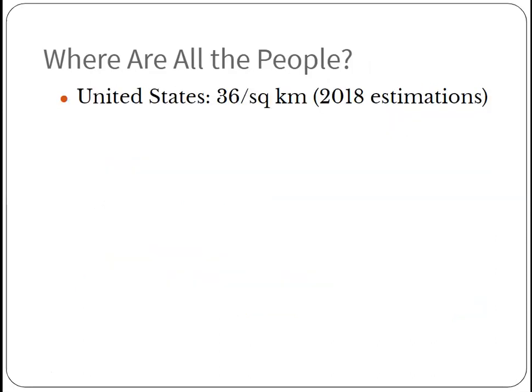Okay, so for example, if we look at some 2018 estimations from the CIA World Factbook, the United States had roughly 36 people per square kilometer. Okay, and that number is kind of hard to picture, especially since the US does not use kilometers. So first you got to think about how big is a square kilometer, but then we're like, what does it mean to have 36 people in one square kilometer? So we can compare that to other parts of the world.